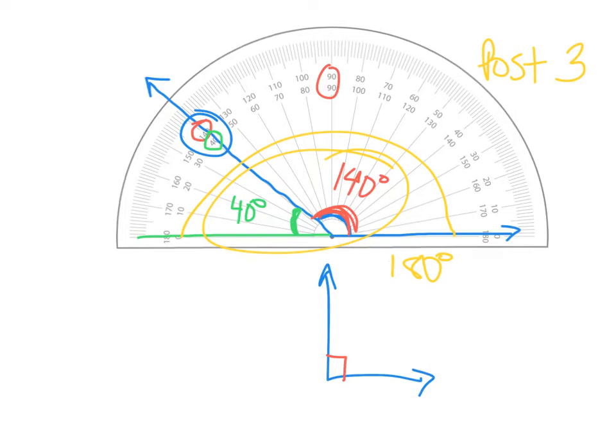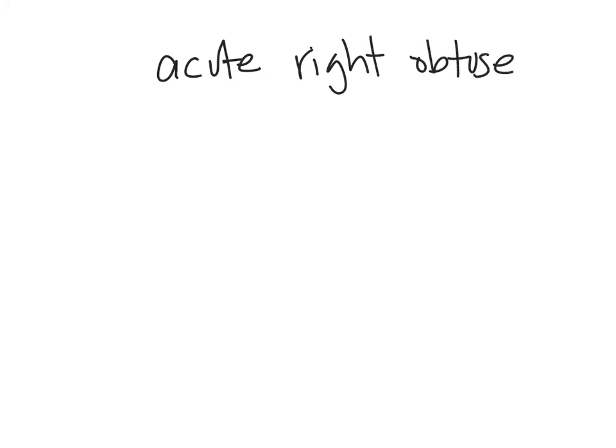Okay, so now let's classify angles. So there's four basic classifications. There's more than one way to classify an angle, but the four basics is acute, right, obtuse, and straight. The easiest one, of course, is the straight angle because it's just a straight line.